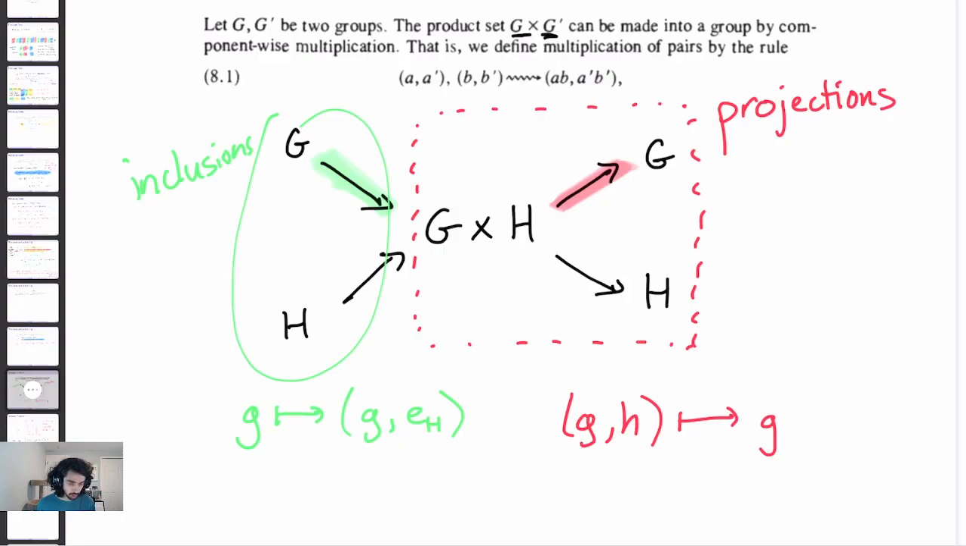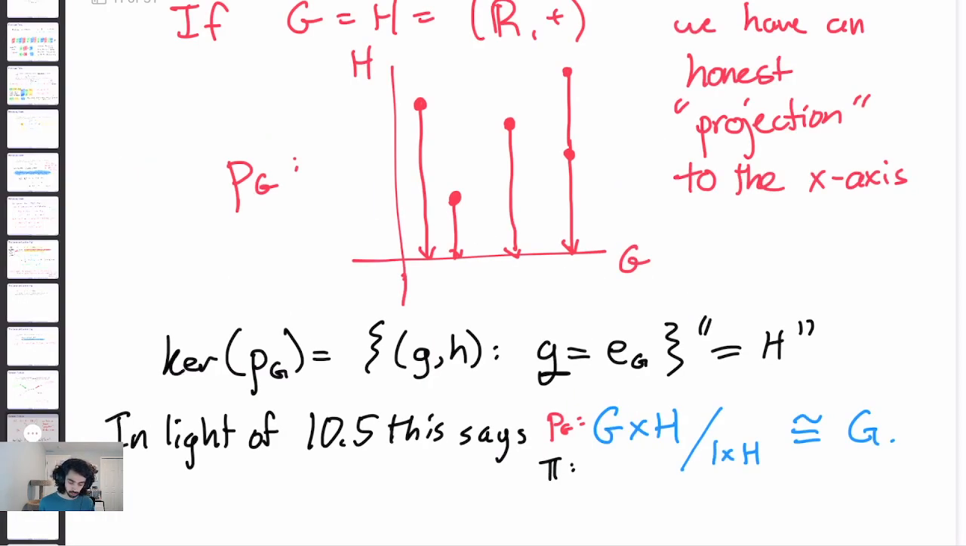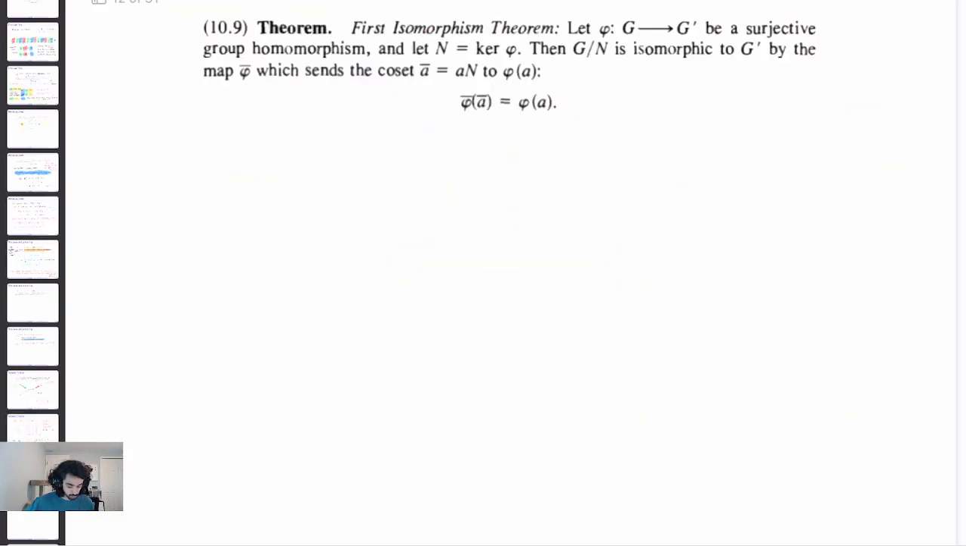So, as promised, it's now time to take this intuition and move on to our last result from this section, which is the first isomorphism theorem. There are a couple more isomorphism theorems. If you're interested in them, you can go look them up on Wikipedia.